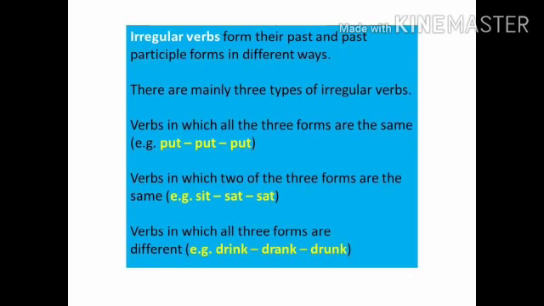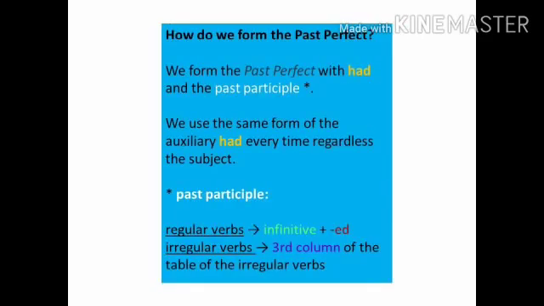Irregular verbs form their past and past participle form in different ways. There are mainly three types of irregular verbs. Verbs in which all the three forms are the same, like this. Verbs in which two of the forms are the same, like this. Verbs in which all forms are different. How do we form the past perfect?